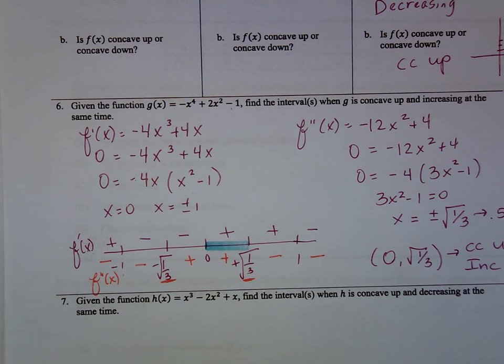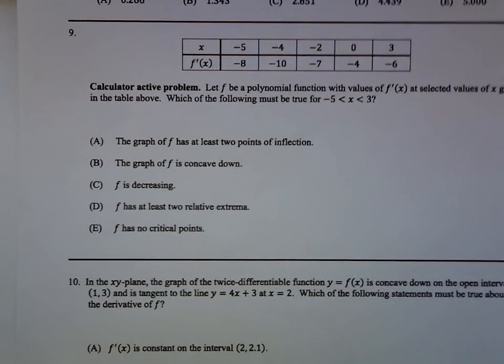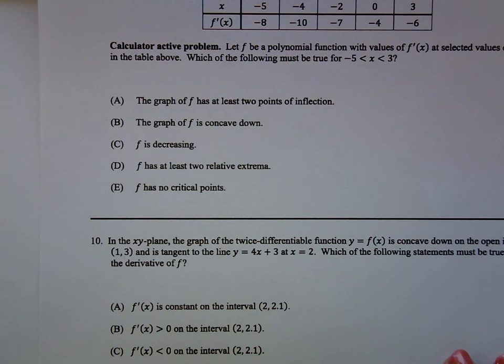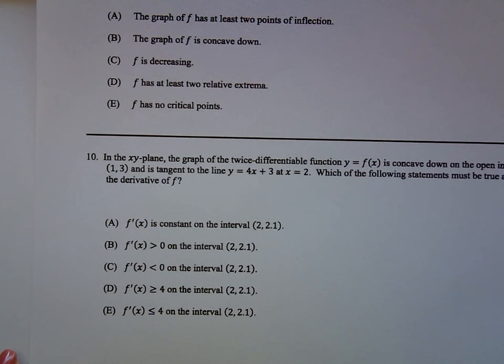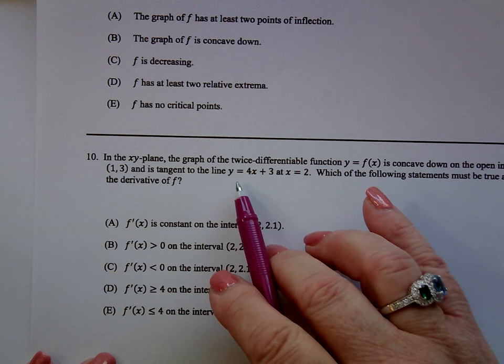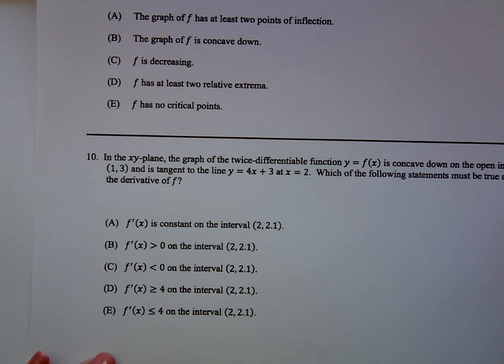Okay, so just kind of reiterating what we talked about in the earlier problems. Last one, number 10. I thought this could confuse you, so I chose this guy. In the xy plane, the graph of a twice differentiable function, y equals f of x, is concave down on the open interval from 1 to 3 and is tangent to the line y equals 4x plus 3 at x equals 2. Which of the following statements must be true about the derivative?